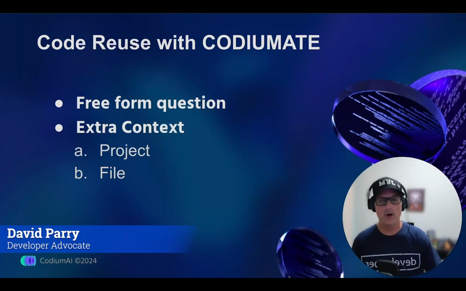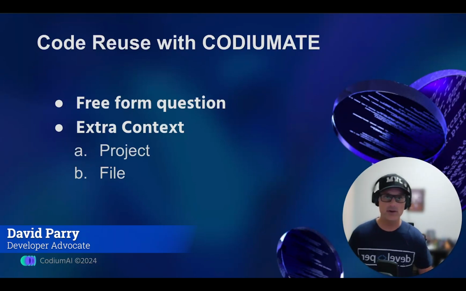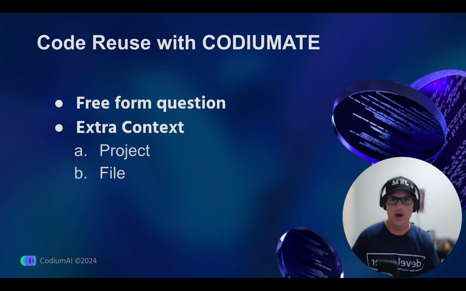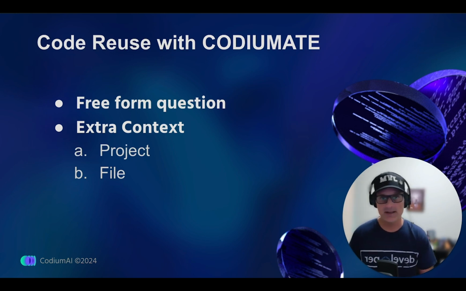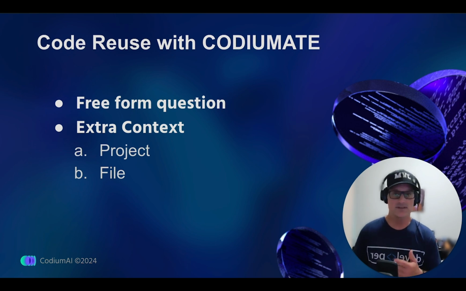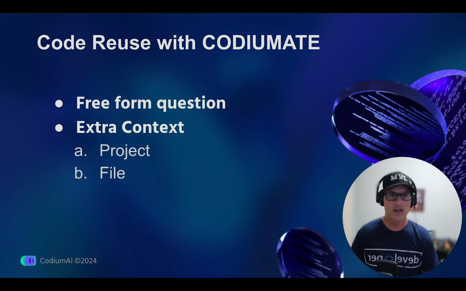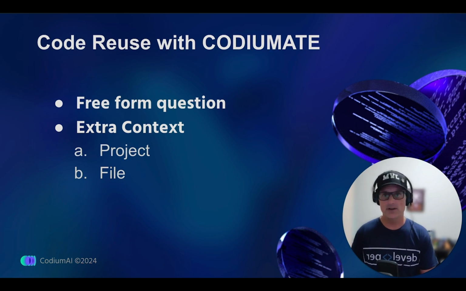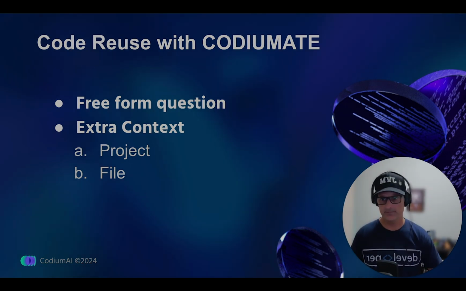Hi everyone, and welcome to this exciting topic, code reuse with our Codiumate plugin. We're going to take a deep dive into Codiumate's ability to have a knowledge context of our code base. First, we will warm up with a freeform question. Then we're going to dive into the extra context, showing the full project versus a single file. The project is a basic cash register application, and if you want to follow along, the project is on GitHub in the description below. Let's get started.